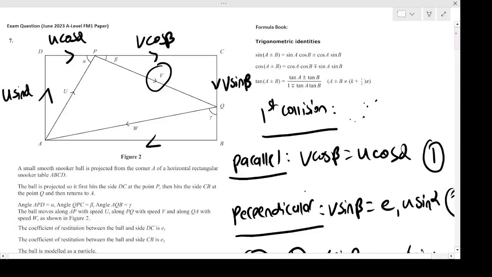Hopefully happy with that. So this is going to be W cos gamma. And then W sine gamma. Again, because it's opposite, it's facing the angle gamma there. So hopefully happy with my components for the speed W there. And so that's my before and after speed.